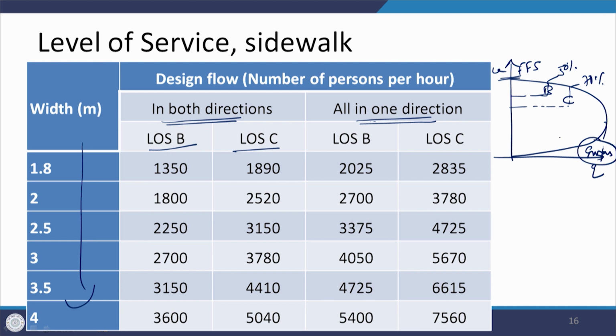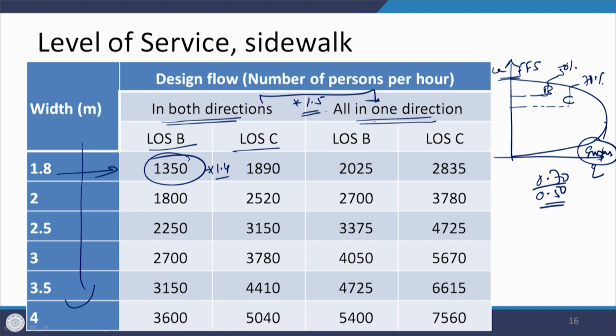So, when we are looking at these things and we talk about a value of 1350 persons per hour for a width of 1.8, and we are going to convert it to a level of service C, then it is multiplied by a factor of 1.4, that is 0.70 divided by 0.50. And when we are looking at the conversion from both directions to one direction, then this is multiplied by 1.5.